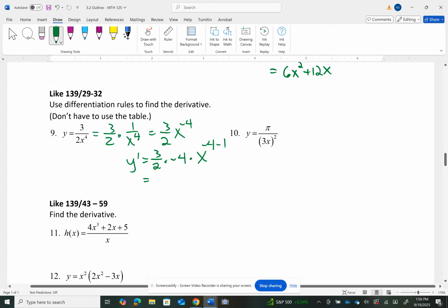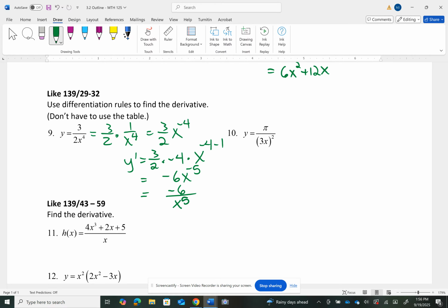All right, now 3/2 times negative 4 would be negative 6, and then negative 4 minus 1 is negative 5, and then my final step will be rewriting that. So the negative of 5 is applying really only to the x, so the negative 6 stays on top, and then we have negative 6 over x to the 5th. Okay. So you need to be really working on making sense of those exponent definitions and properties, okay, and then using them correctly.